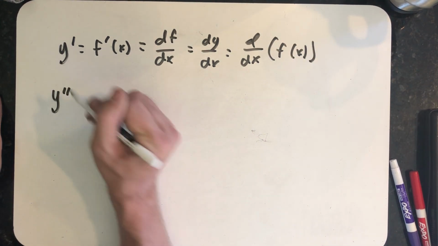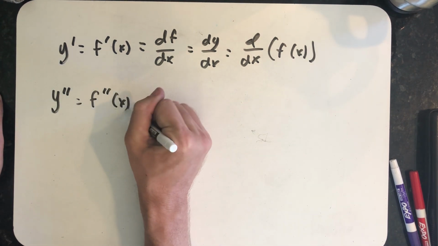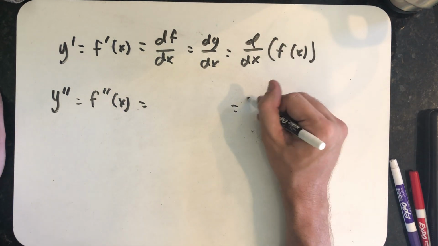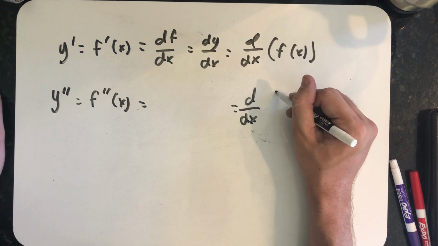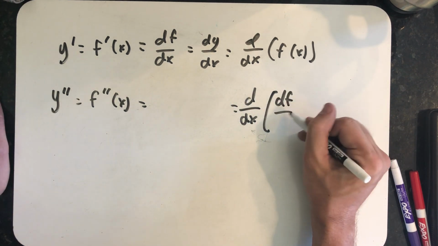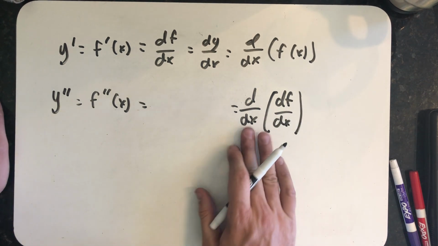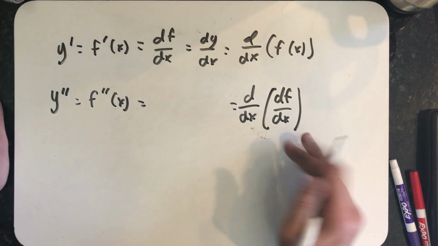So for the second derivative, I would say y double prime is f double prime of x. And now I'm going to hop down to this one, and what I would say here is that we're taking a derivative of a derivative, right? So I could write that like that. The second derivative of a first derivative, the derivative of a derivative.